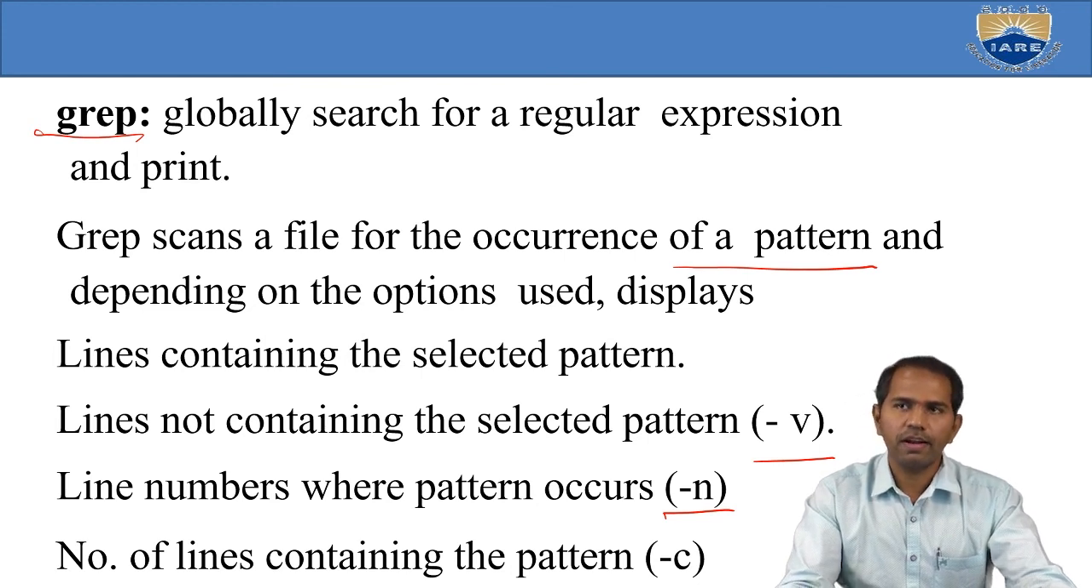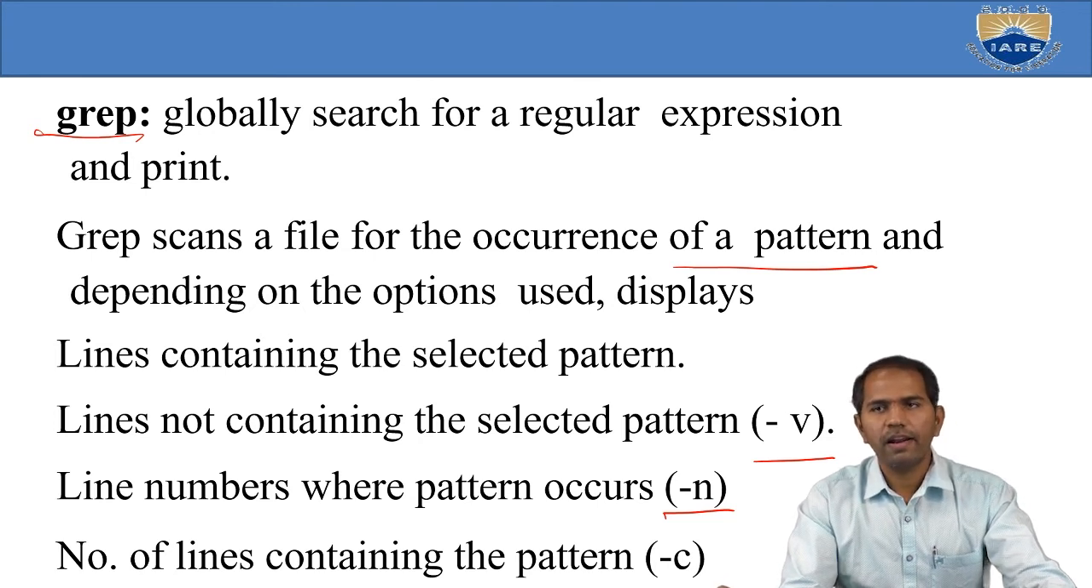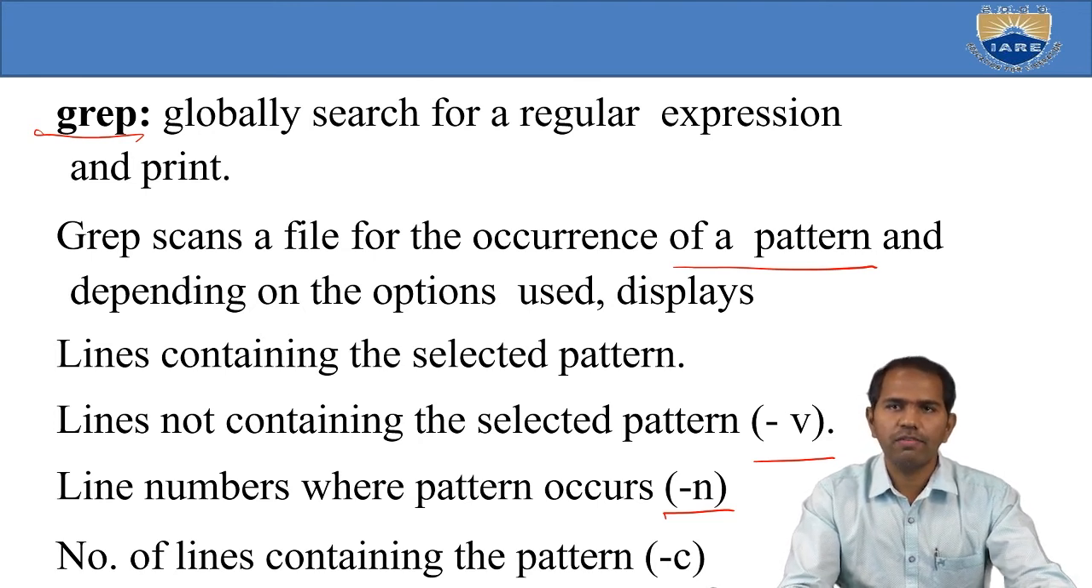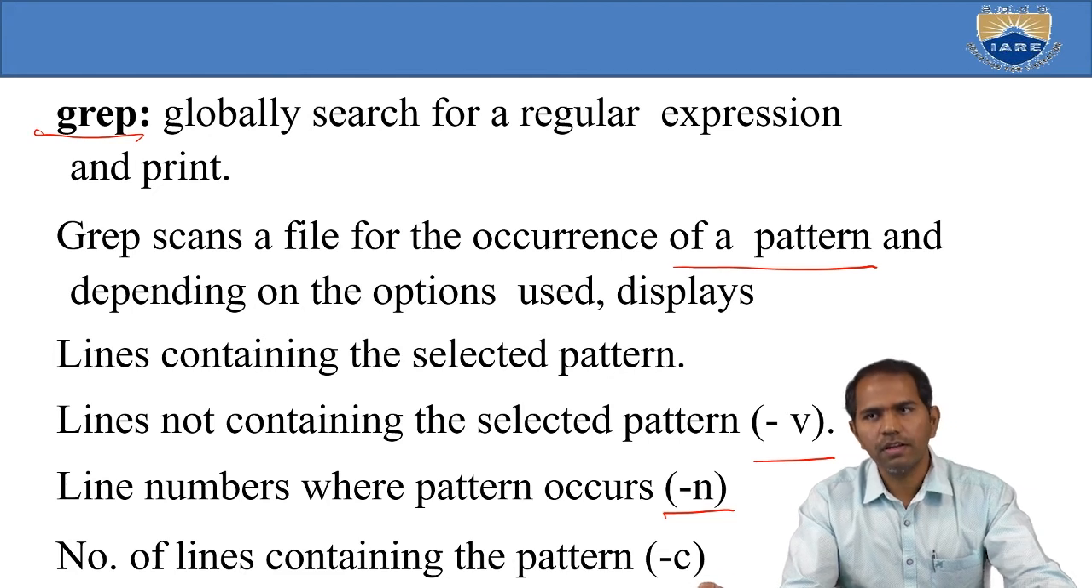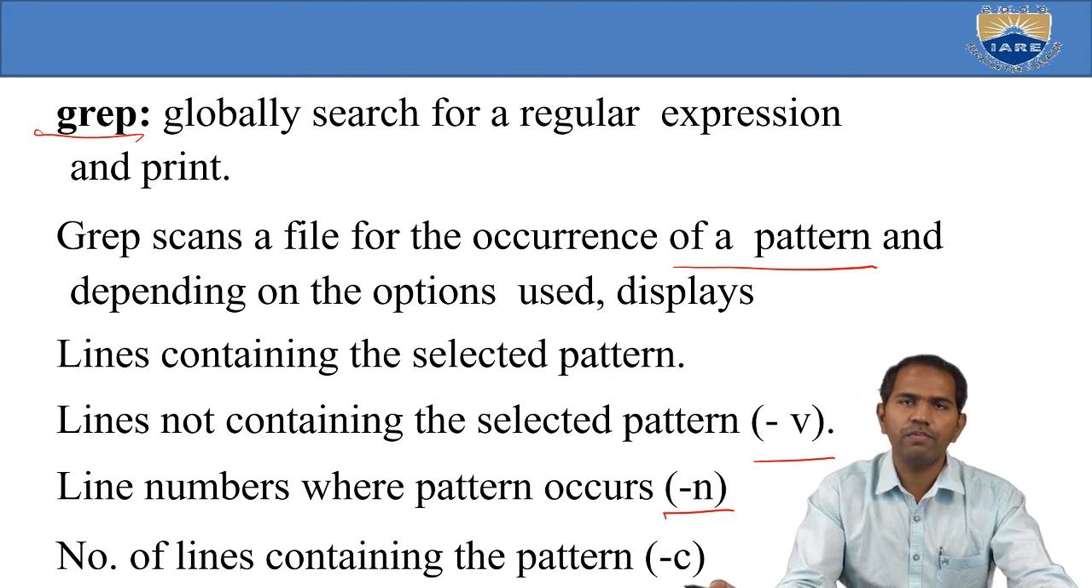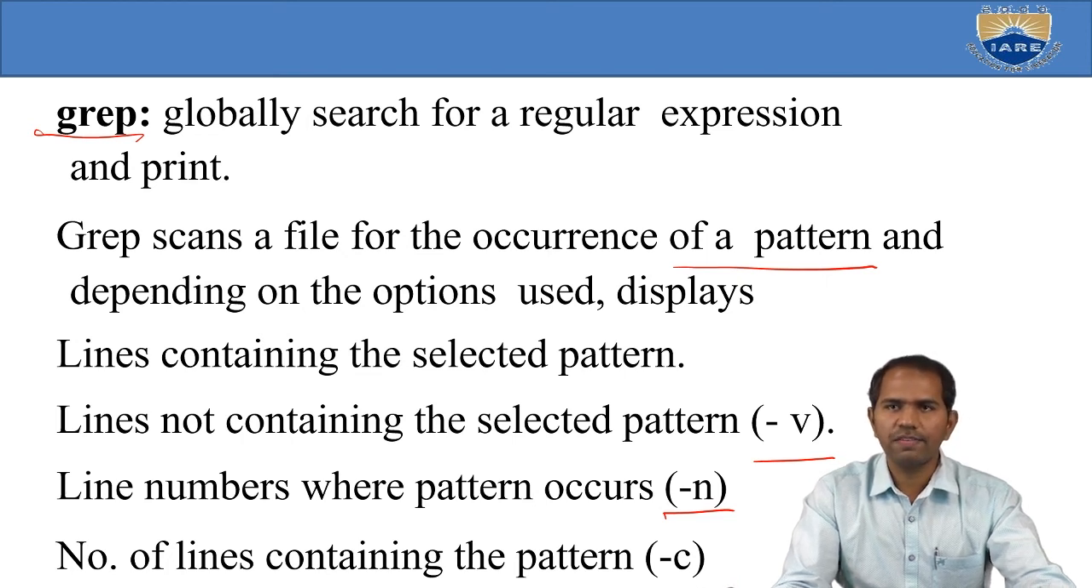Line number where the pattern occurred, that is the minus n option. The minus c option is the number of lines containing the pattern, like IRE. So IRE, how many times? The number of lines containing the pattern IRE will be displayed with the minus c option. Minus n means the line number where the pattern occurs, that is the minus n option.